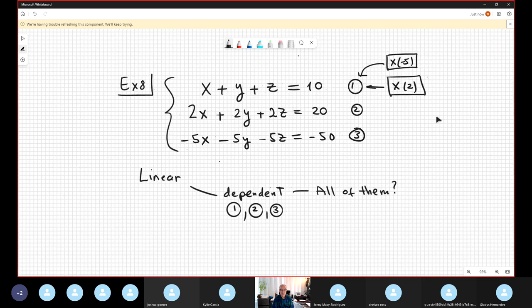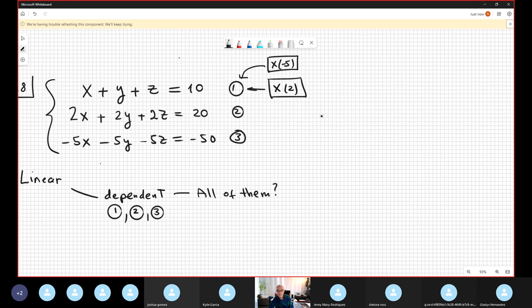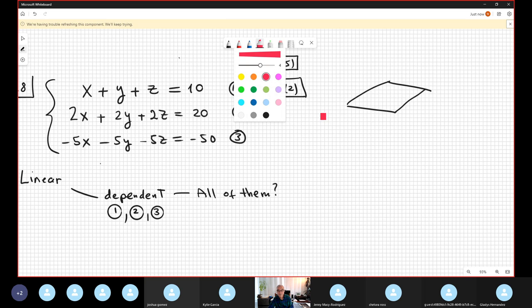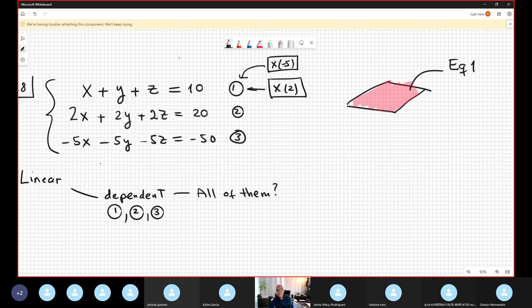So you can interpret this geometrically. You have a plane. Suppose this plane is red and represents equation one. And what about equation two? And equation three? It's the same plane, because they are dependent. Do you understand this idea or no? Basically we have three planes, not parallel, but coincident, one on top of another. Therefore, do we have a solution, yes or no?